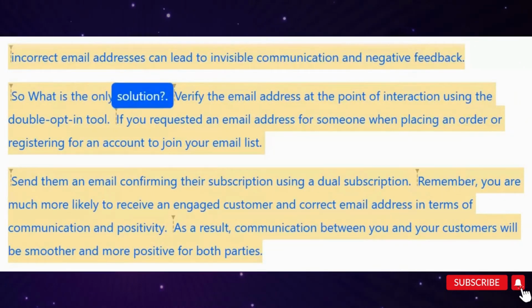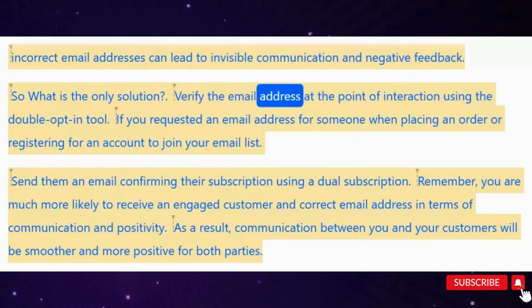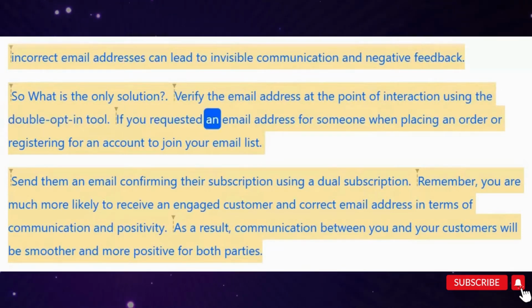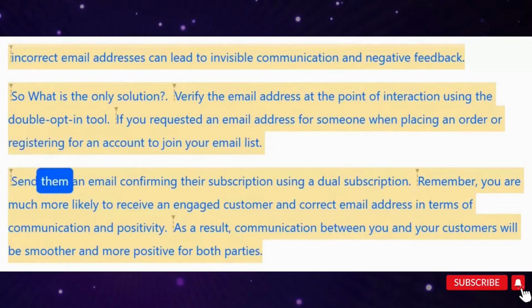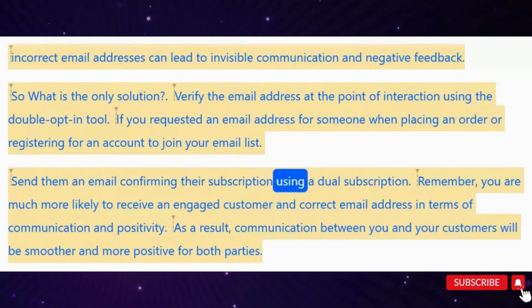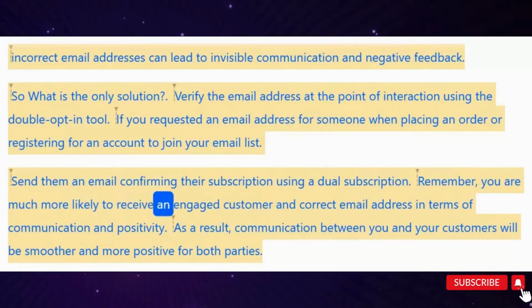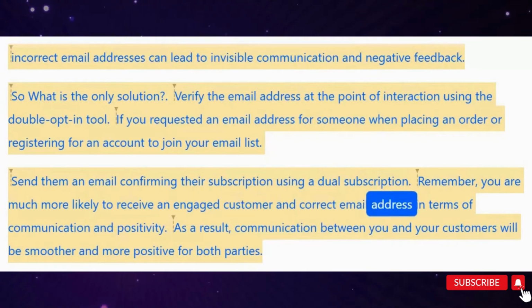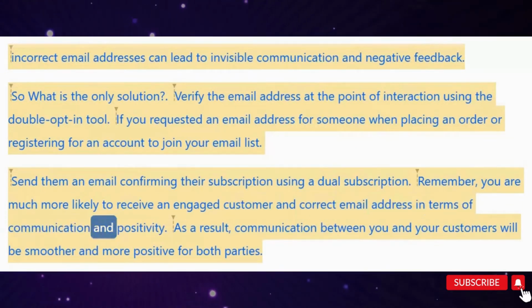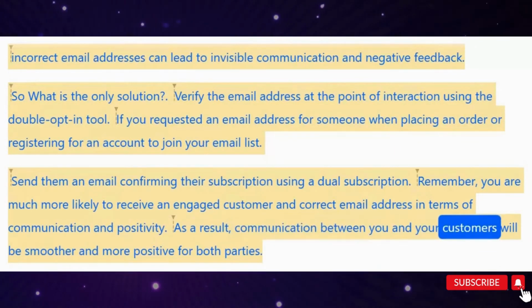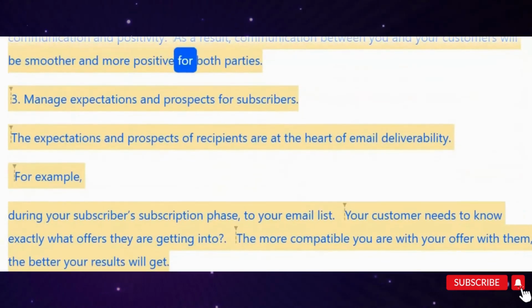So what is the only solution? Verify the email address at the point of interaction using the double opt-in tool. If you requested an email address from someone when placing an order or registering for an account to join your email list, send them an email confirming their subscription using a dual subscription. Remember, you are much more likely to receive an engaged customer and correct email address in terms of communication and positivity. As a result, communication between you and your customers will be smoother and more positive for both parties.